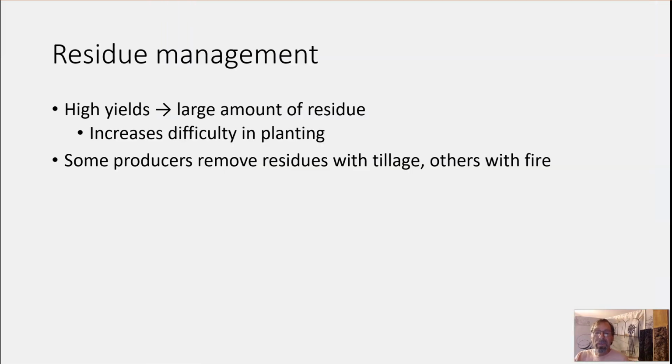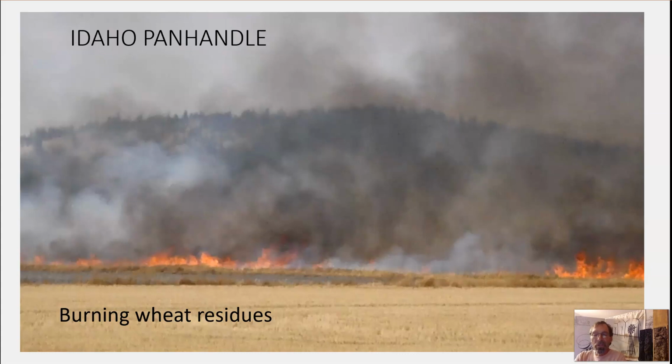So residue management can be challenging if you're trying to do a no-till system, because if you get high yields, you end up with a large amount of residue. It's difficult to plant through residue, which is one reason that some people choose tillage, because residue in large amounts clogs up the planter or the drill, makes it difficult to work. So sometimes producers use fire as an option there if they don't use tillage.